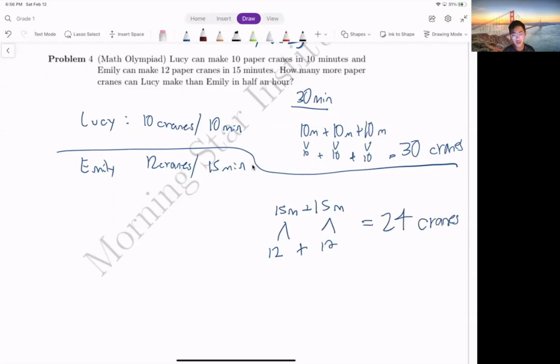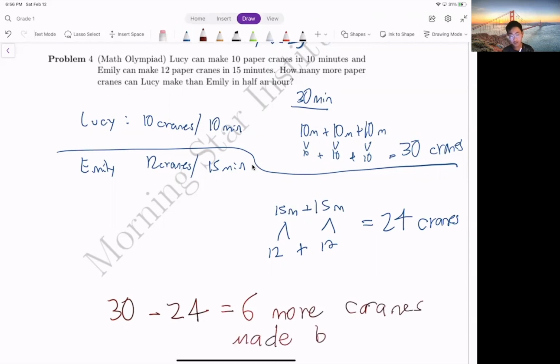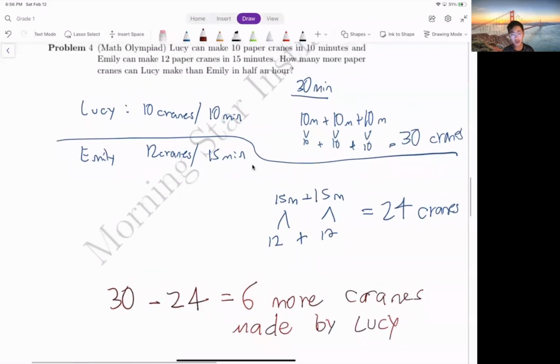And now we know that Lucy has made 30 cranes and Emily has made 24 cranes. And the difference will just be 30 minus 24 equals 6 more cranes made by Lucy. So the answer should be 6. Lucy can make 6 more cranes than Emily in half an hour.